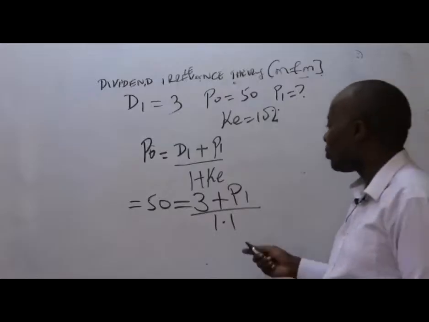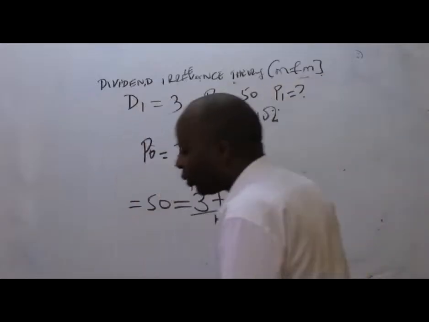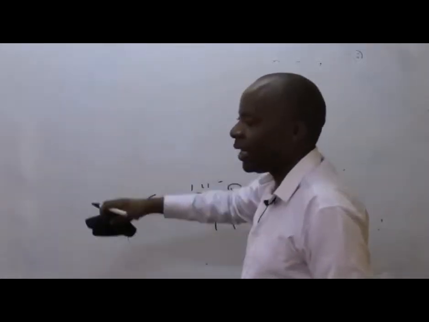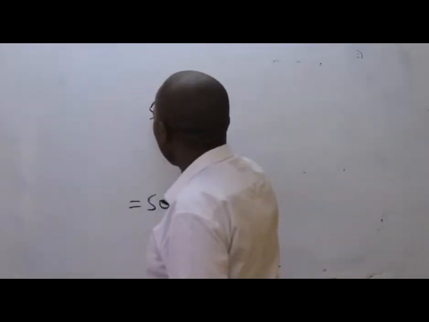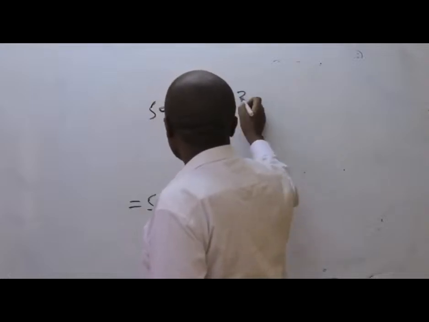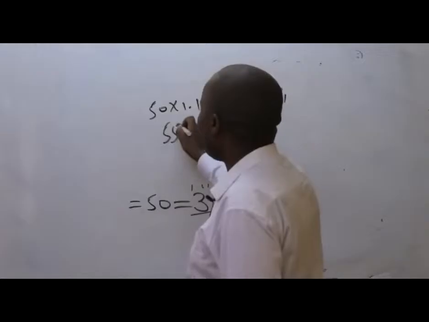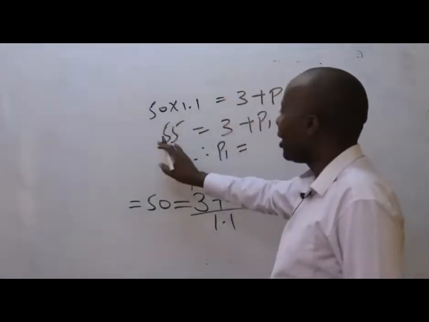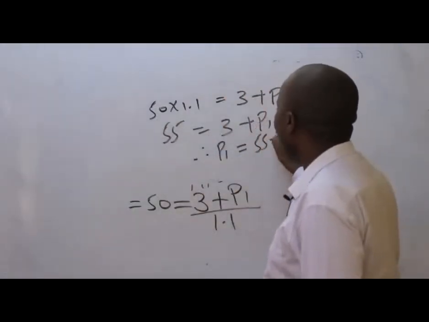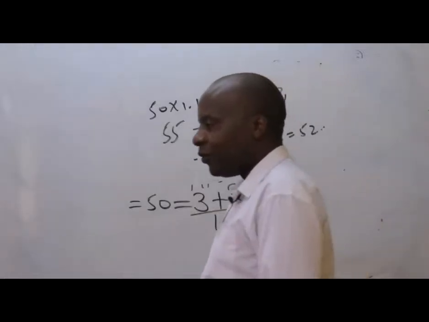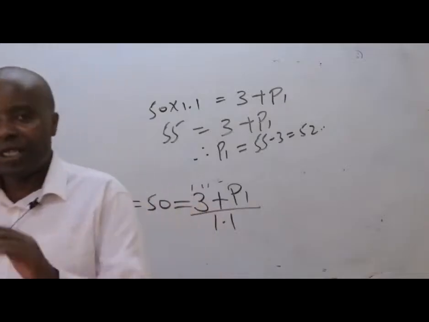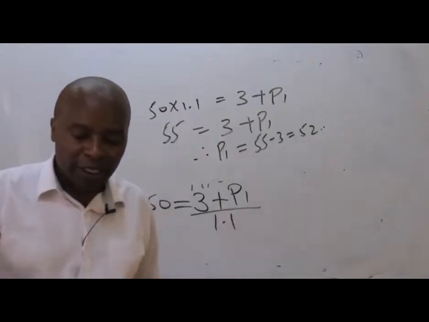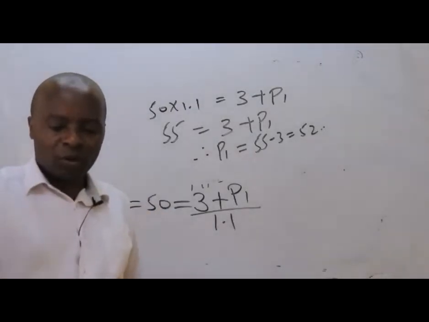So in this case here, if we were to cross multiply, what will I end up getting, ladies and gentlemen? If we cross multiply, then this will be 50 times 1.1 equals 3 plus P1. Then this will be 55 equals 3 plus P1, implying that P1, if you take this to the other side, it becomes a negative. It is 55 minus 3, which will give me 52. Something that I know all of us would have gotten very comfortably.